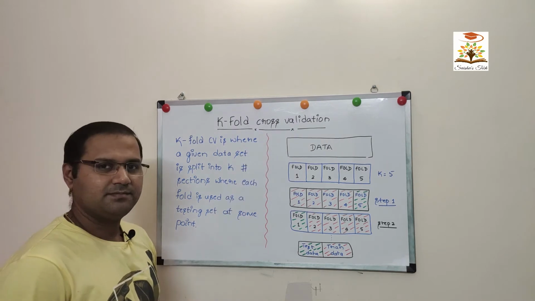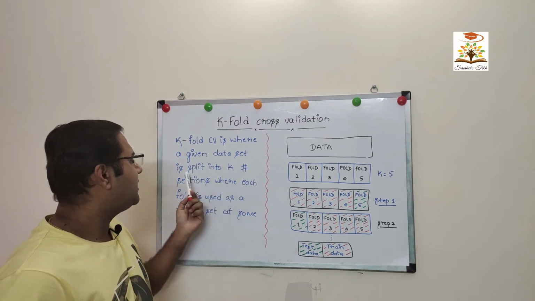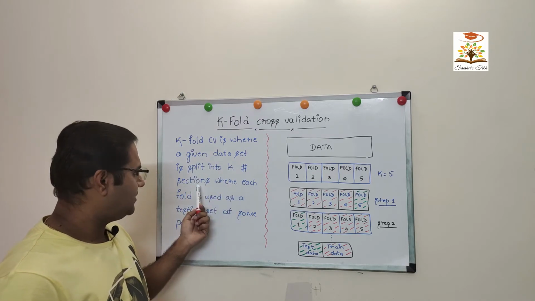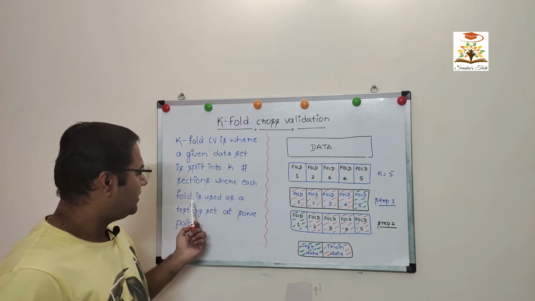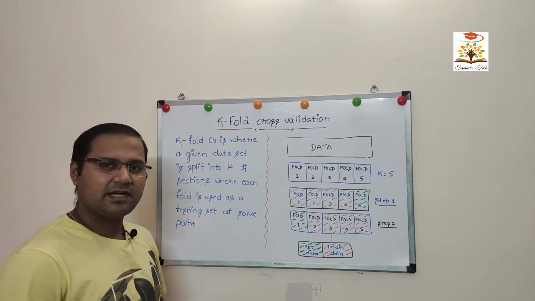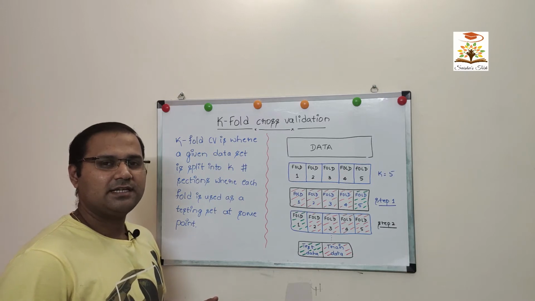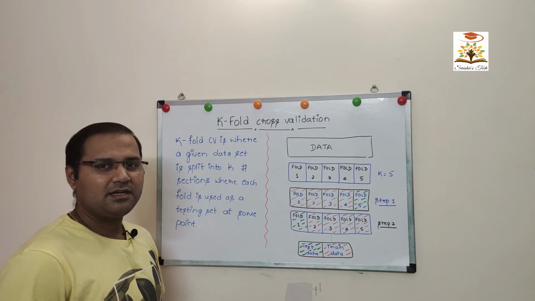K-fold cross-validation is a technique where a given data set is split into k number of sections and each section is used as a testing set at some point of time. Let us understand the k-fold cross-validation technique using a diagrammatical representation.